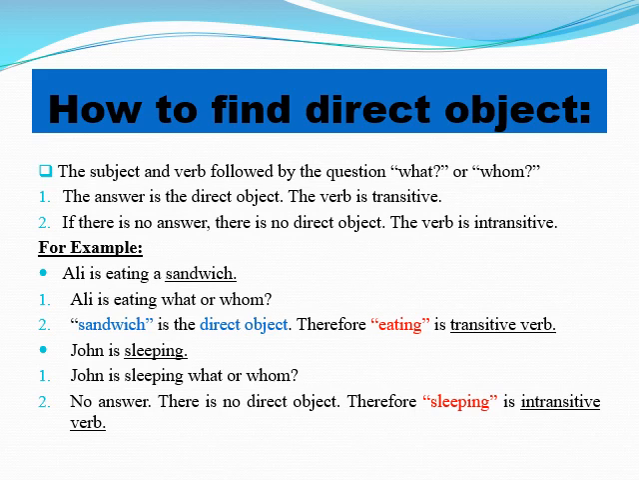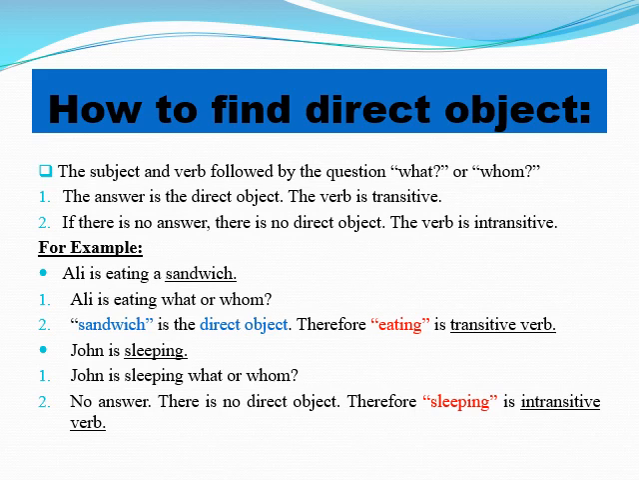For example, Ali is eating a sandwich. Let's ask a question: Ali is eating what or whom? The answer is sandwich. So sandwich is the direct object. Therefore, eating is a transitive verb.